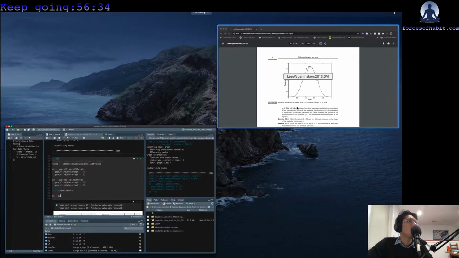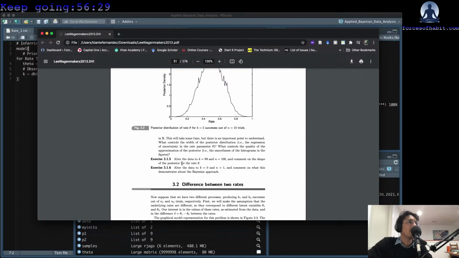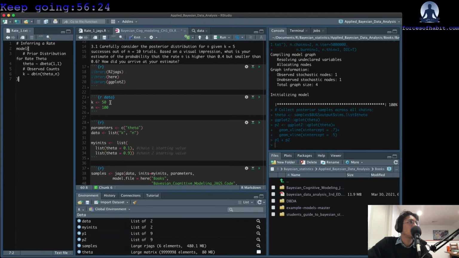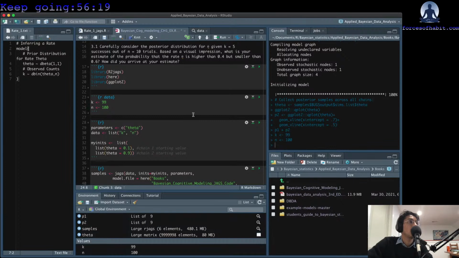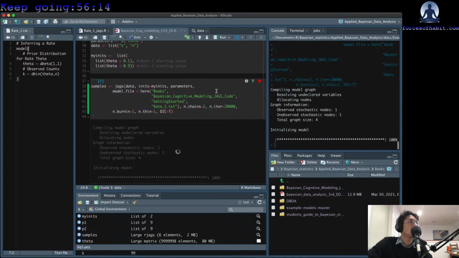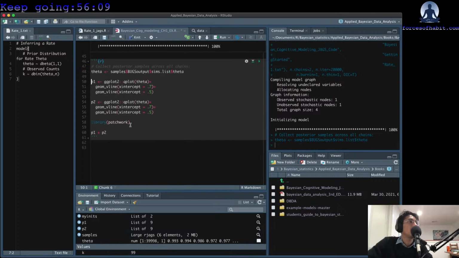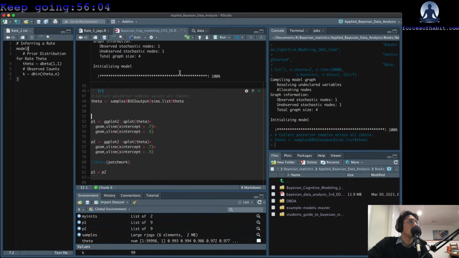Alternative data. So we're going to have a lot of successes. This is going to move the posterior. So now we're going to have 99 successes out of 100 trials. That's going to give us a posterior very much towards successes, right? There we go. Nice.